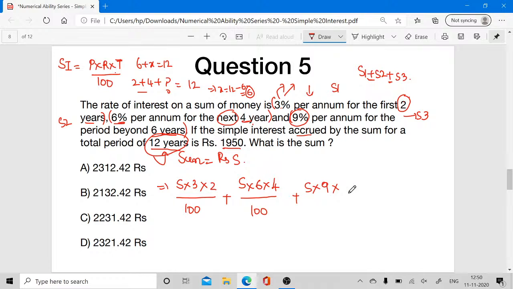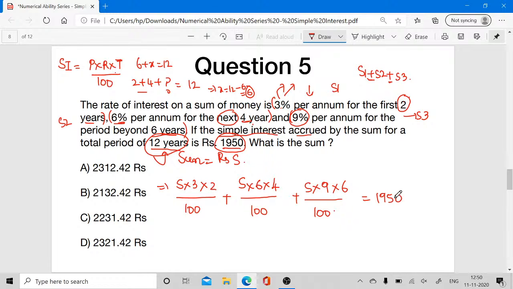So इधर time कितना होगा मेरा? What will be the time? The time will be 6 divided by 100. What is my simple interest? That is the last one you guys have to tell. The total simple interest I am getting is 1950.